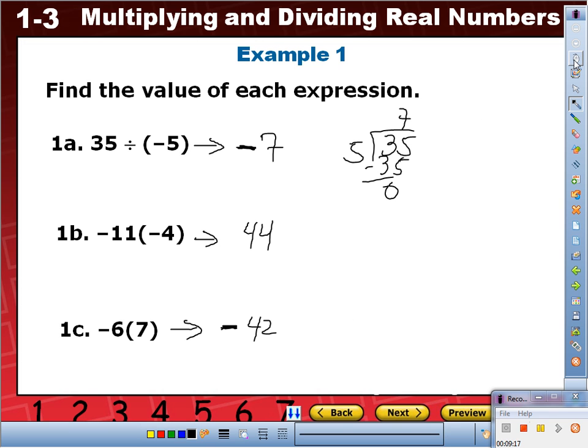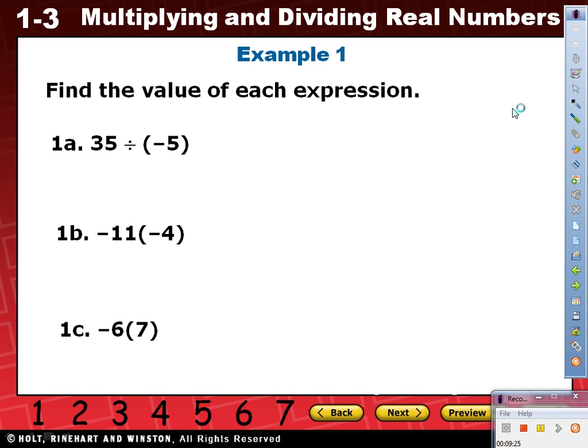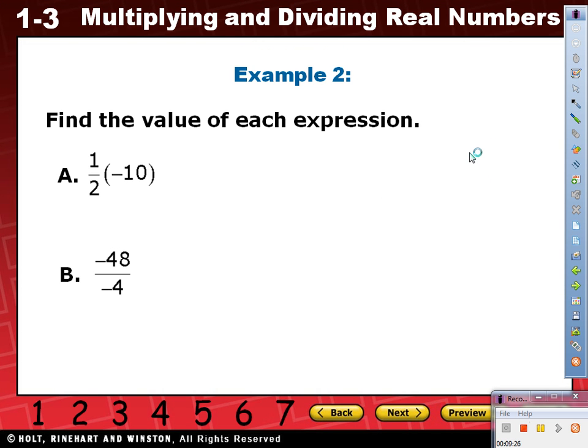Copy this next one. Example 2. Okay? Here we go. Example 2. It says, find the value of each expression. A is 1/2 times -10, and B is -48 over -4. Copy both of them, but I want you to do B. Wait for me so we can do A together. Okay? Go.